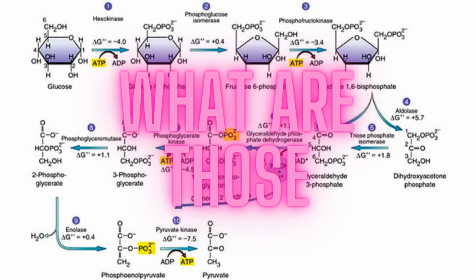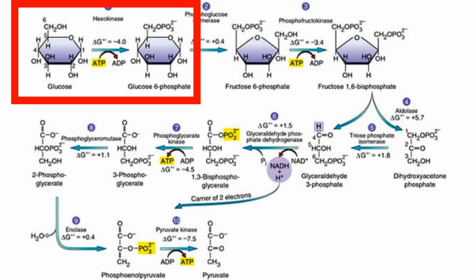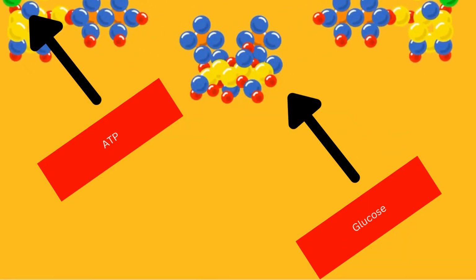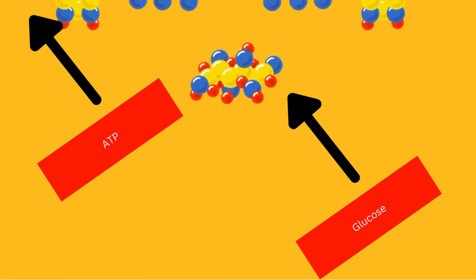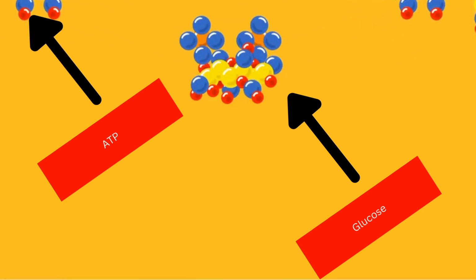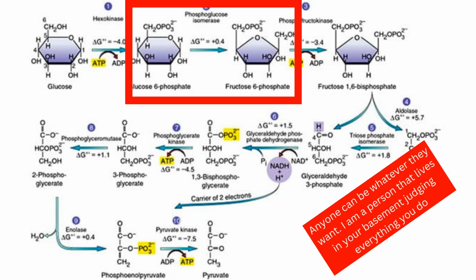We start off with a glucose molecule, which reacts with 1 ATP. The ATP loses its phosphate group and becomes an ADP, while glucose gains that phosphate group and becomes a glucose 6-phosphate. Then what happens is odd.